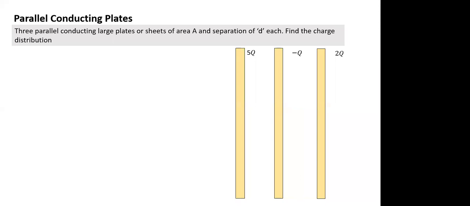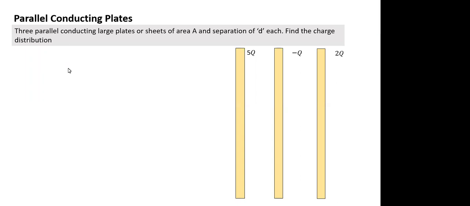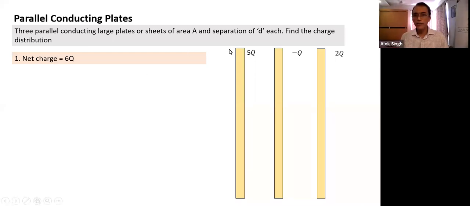We take the total charge. The first thing is the total charge, which we can also call the net charge. What is the net charge here? We add up everything together, so the net charge is 6Q. That is step 1. What is step 2 after this?